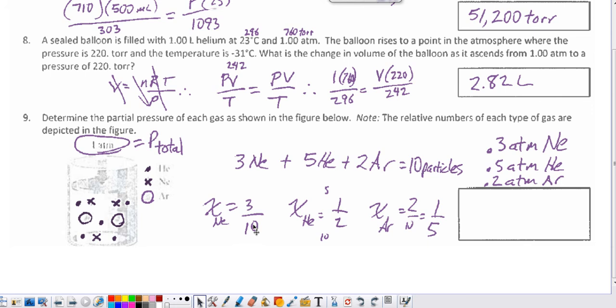So 3/10 of the moles are neon, so 3/10 of the pressure is from neon. What is 3/10 of 1? 3/10, or 0.3. So I just applied the mole fraction to the total to calculate the pressure for each gas afterwards. Again, mole fraction is the mole of what you're looking at divided by the total.